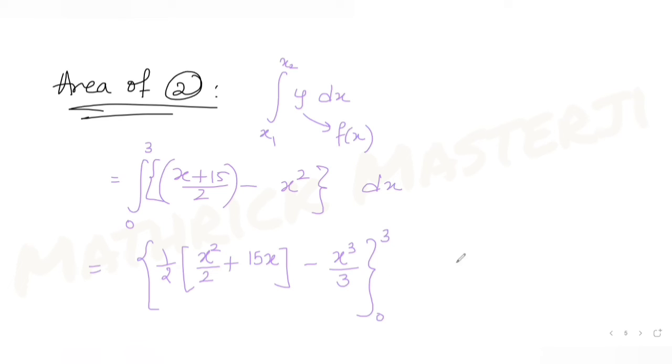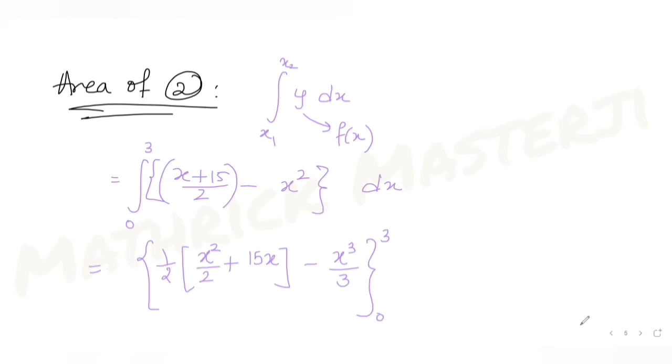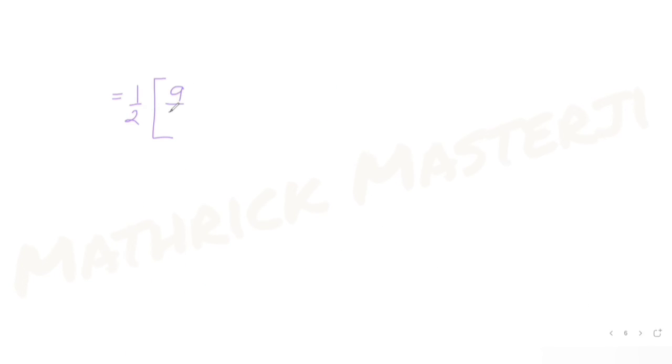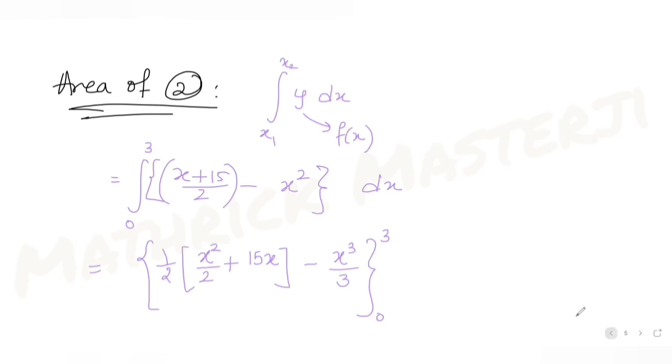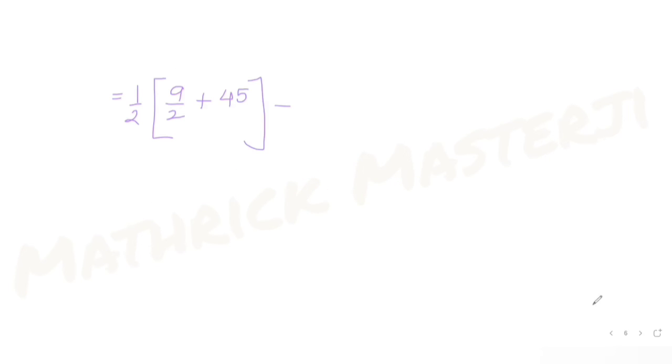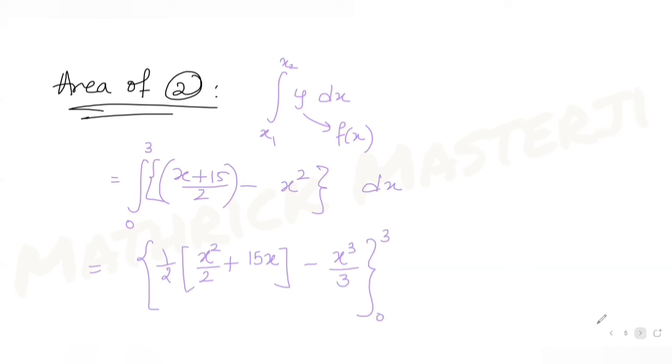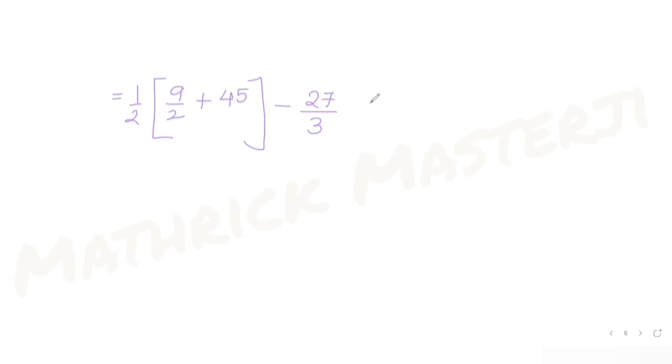Now once I have this with me, I can further evaluate this and solve. So you get half of x squared over 2 plus 15x, the limit is 3. So that gives me 3 squared, that is 9 divided by 2, plus 15 into 3, which is 45, minus 3 cubed divided by 3, which is 27 divided by 3, which is 9 basically. And then I put the lower limit 0 and everything will turn out 0. So basically this entire thing is 0. So if I further try to solve it, this gives you 9 over 4, this gives you 45 over 2, and this gives you 9.